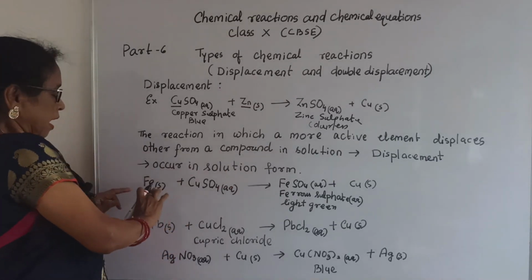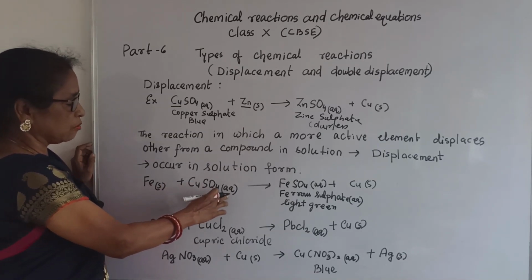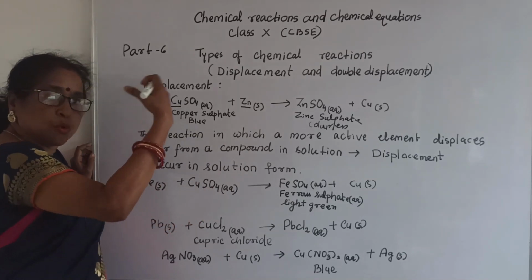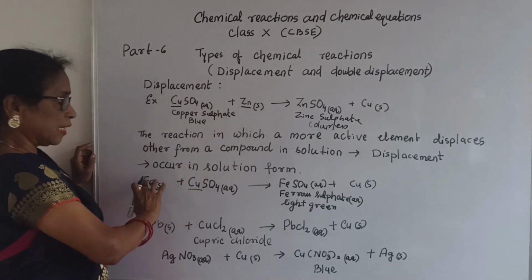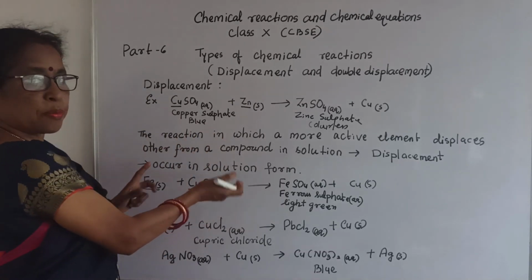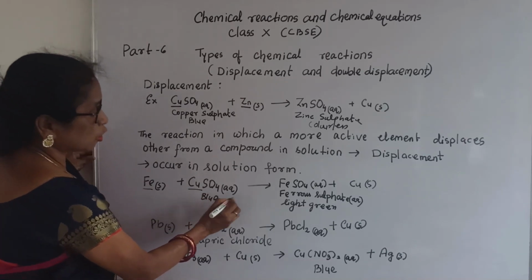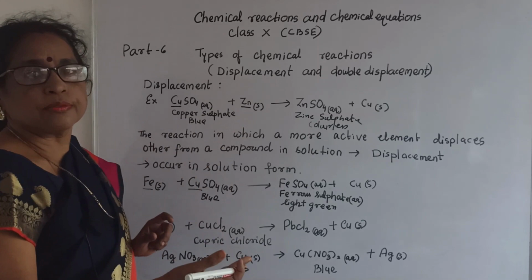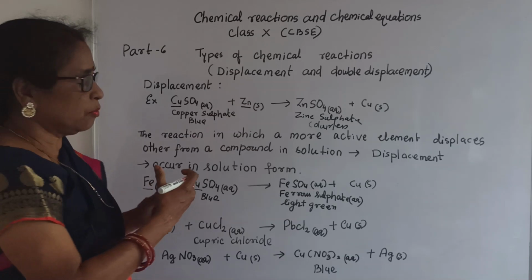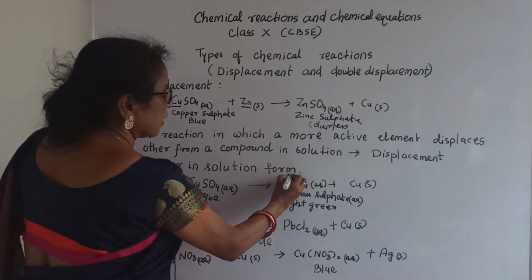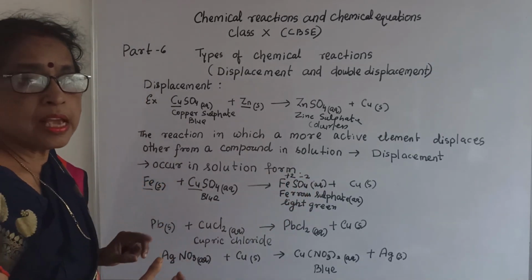Now another example: iron, Fe, solid, with copper sulfate, aqueous. Here iron is more active than copper. That is why it displaces copper from its copper sulfate solution. The blue color changes to light green because ferrous sulfate is light green in color. What is the formula? Fe plus 2 and SO4 minus 2 cancel each other, so the formula is FeSO4.